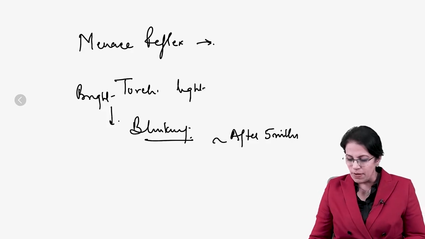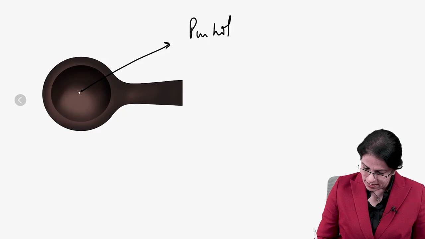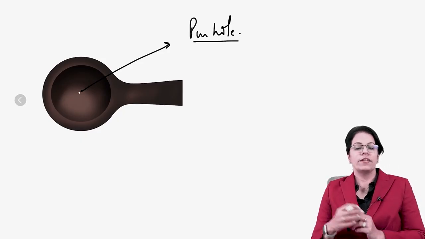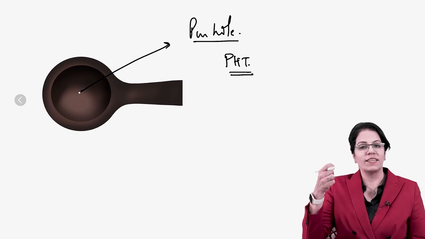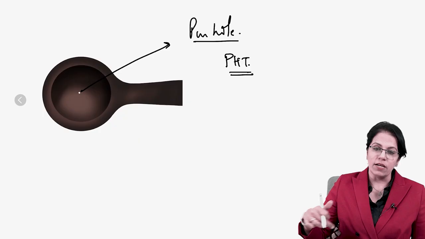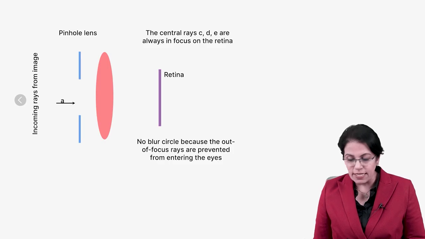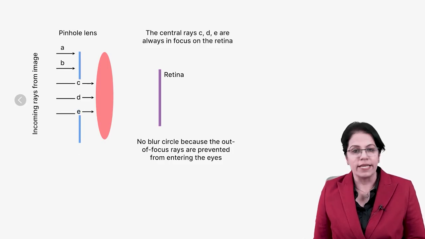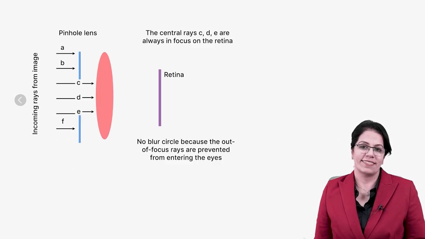Okay, so we next talk about this, a pinhole. Can you see this opening? This is your pinhole. So when you talk about the pinhole test, what do you actually understand? What is the pinhole doing when you are putting it in front of the eye? It is cutting all the peripheral rays, isn't it? So the pinhole cuts the peripheral rays and only the central rays pass through the hole. Hence, it increases your depth of focus, right?